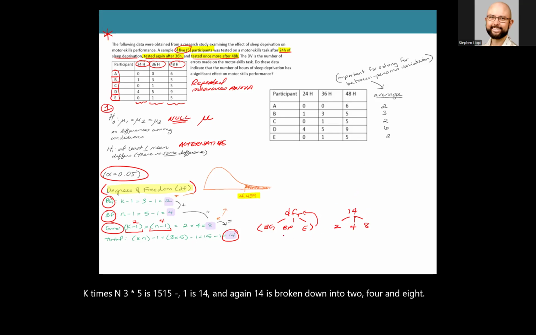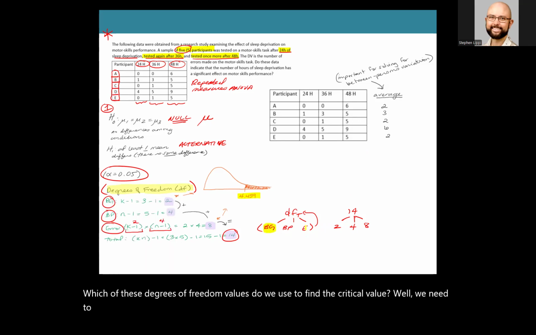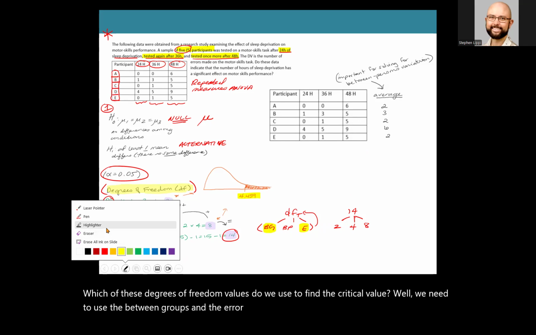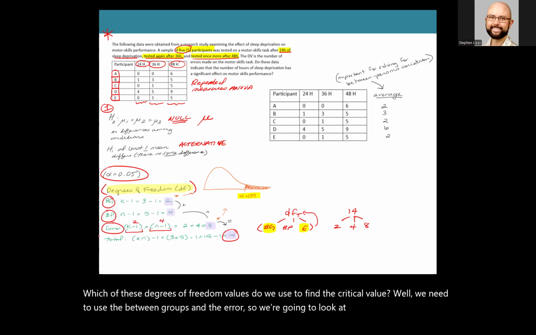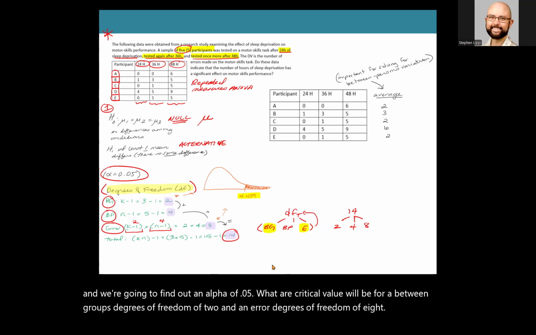Now, which of these degrees of freedom values do we use to find the critical value? Well, we need to use the between groups and the error. So we're going to look at our F distribution table, and we are going to find at an alpha of 0.05 what our critical value will be for a between groups degrees of freedom of 2 and an error degrees of freedom of 8. So here's our F distribution table.